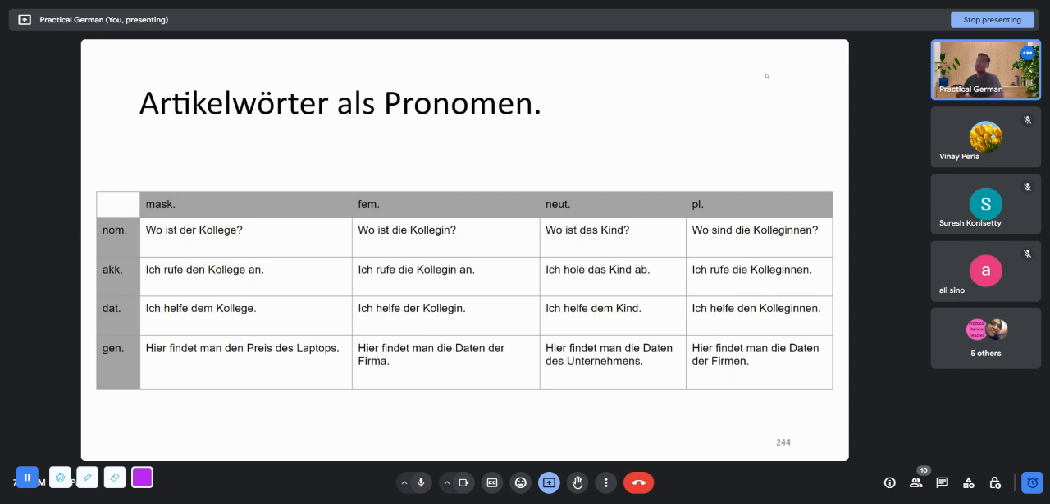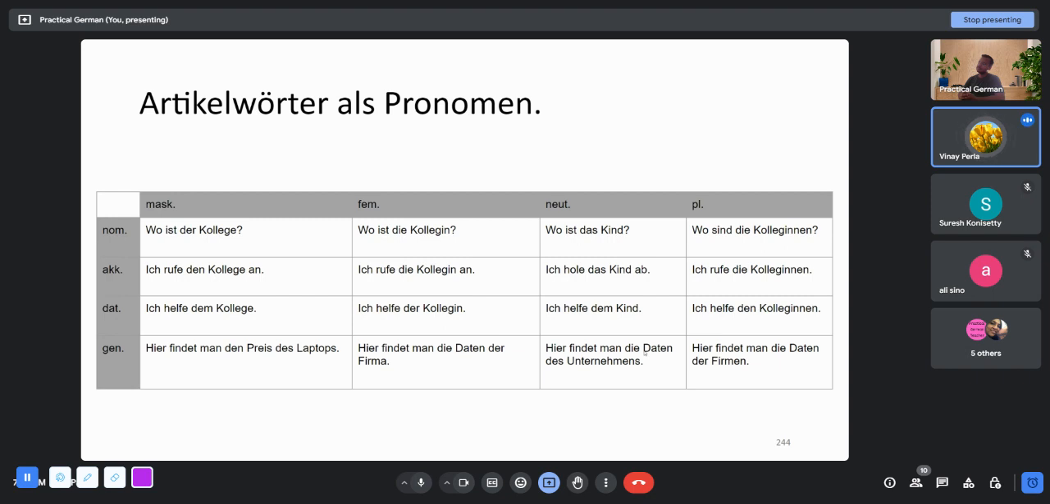I want someone from the call to read the table, read this sentence, then this sentence, and so on. Yes, please, Vinay, you can read. Wo ist der Kollege? Wo ist die Kollegin? Wo ist das Kind? Wo sind die Kolleginnen? Ich rufe den Kollegen an. Ich rufe die Kollegin an. Ich hole das Kind ab. Ich rufe die Kolleginnen an. Ich helfe dem Kollegen. Ich helfe der Kollegin. Ich helfe dem Kind. Ich helfe den Kolleginnen.